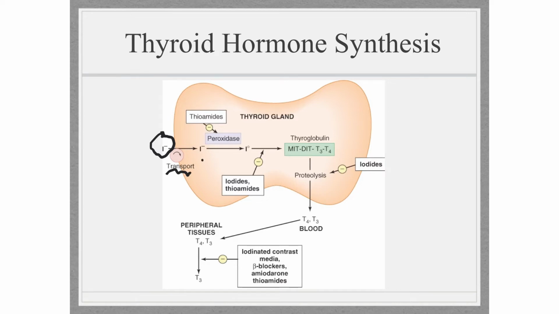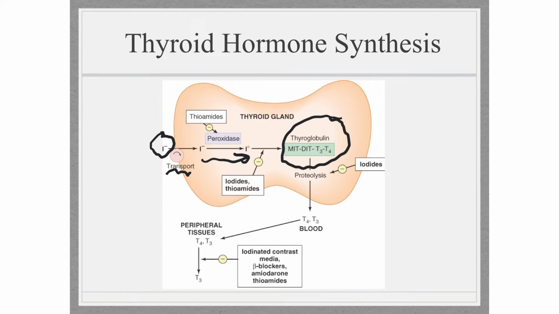And in this process, iodides go through a series of reactions until they are incorporated into this precursor substance called thyroglobulin, a large globular protein linked to T3 and T4, our two thyroid hormones. Thyroglobulin is what lies in the colloid.